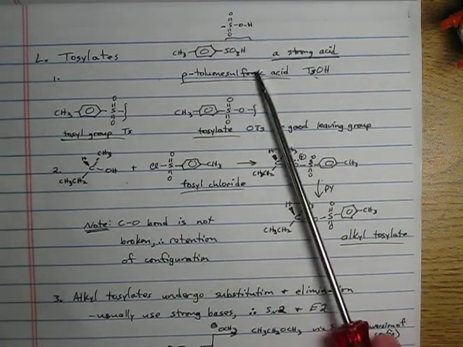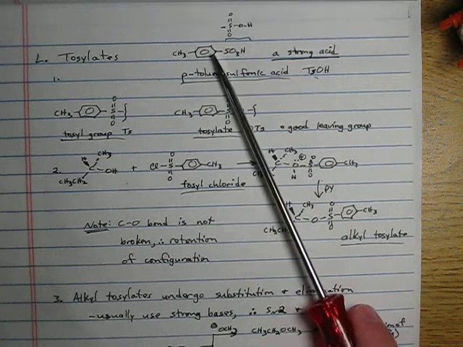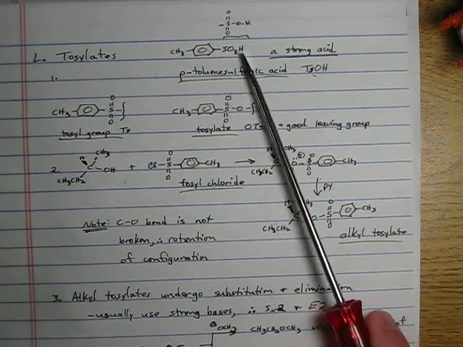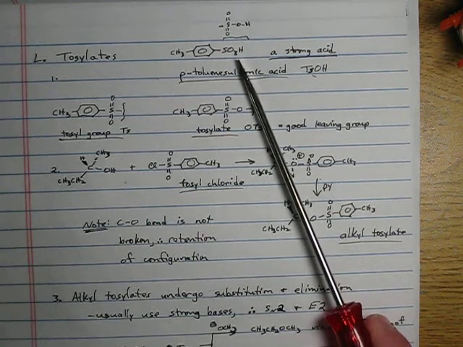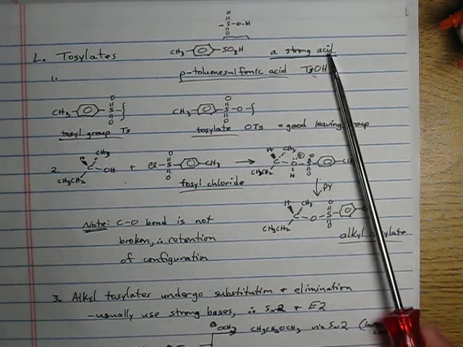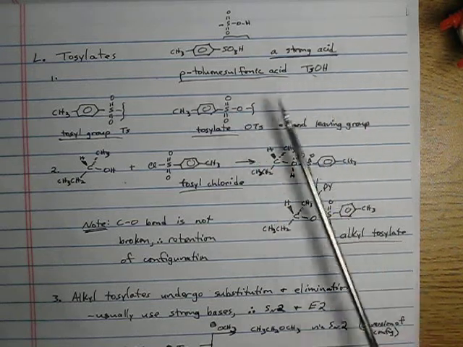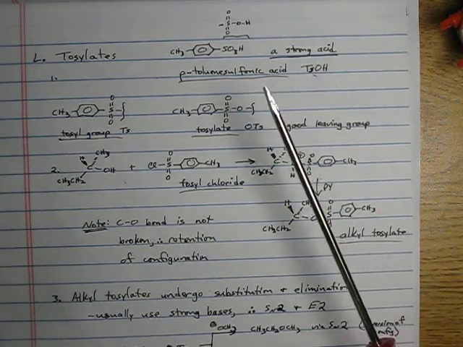Remember para-toluene sulfonic acid, a benzene ring, a phenyl ring with a methyl on this side, that's toluene, and an SO3 group over here. It's a strong acid. It can be used just like H2SO4. We have the abbreviation TsOH.